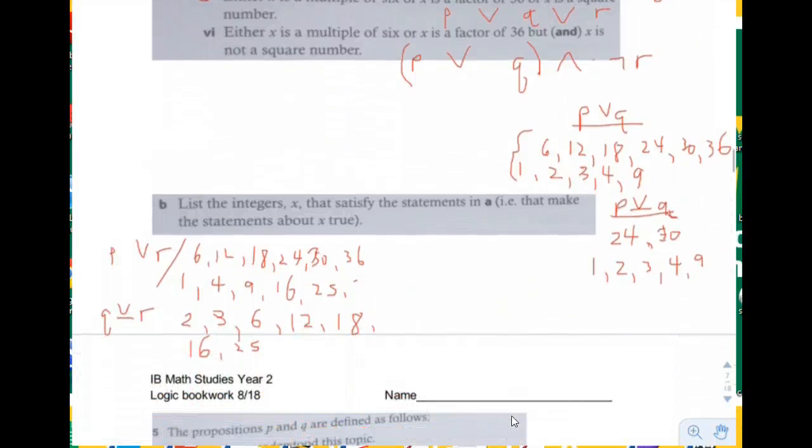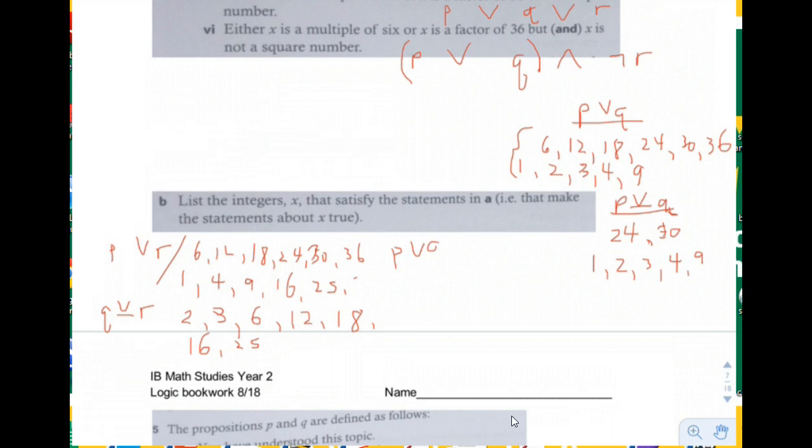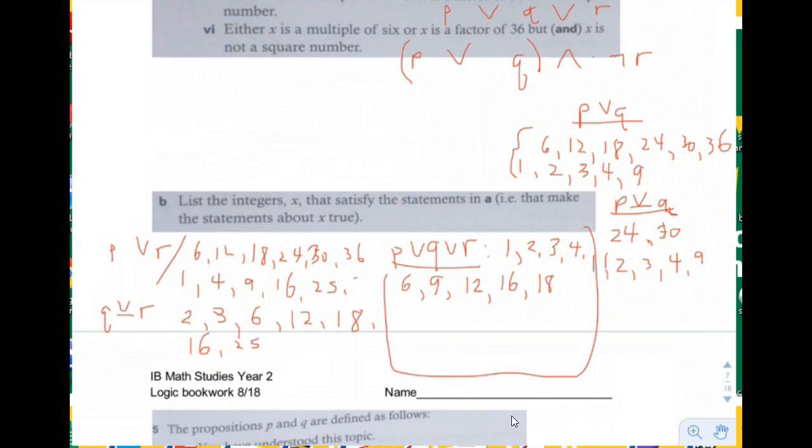Wow, that's a lot of numbers here, so that would be P or Q or R. So that would be, let's see, it would be 1, 2, 3, 4, not 5, 6, not 7, not 8, 9, not 10, not 11, 12, not 13, not 14, not 15, 16, not 17, 18, not 19, not 20, not 21, not 22, 24, 25, and then 30, and 36. Let's see if we got them all.